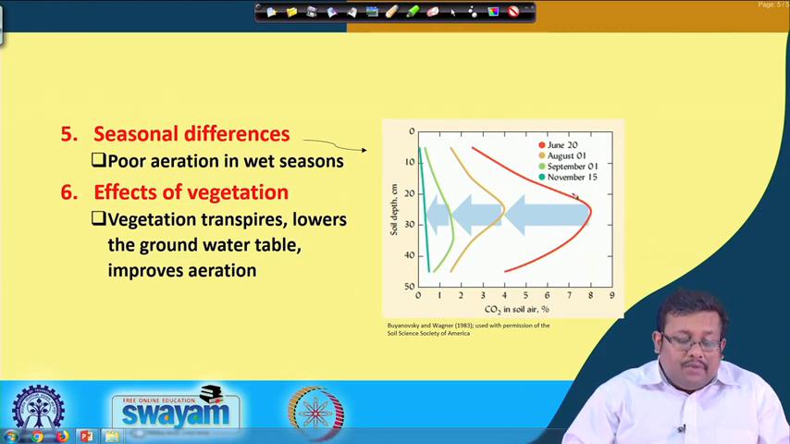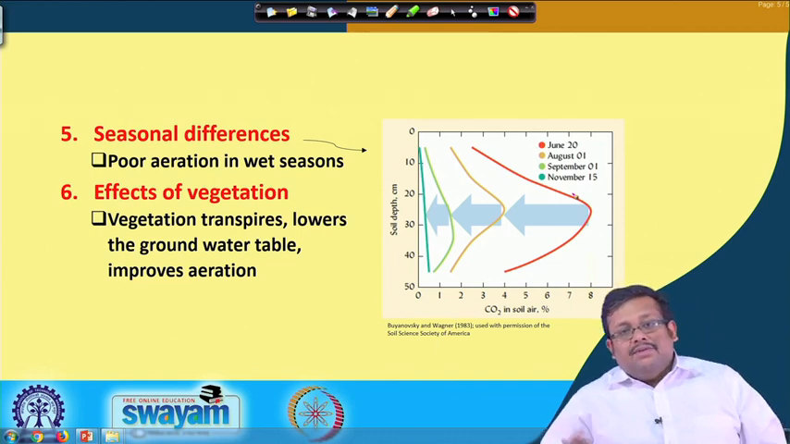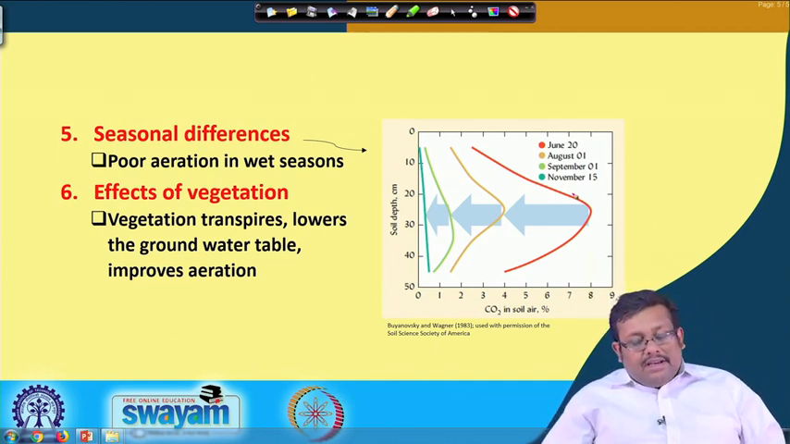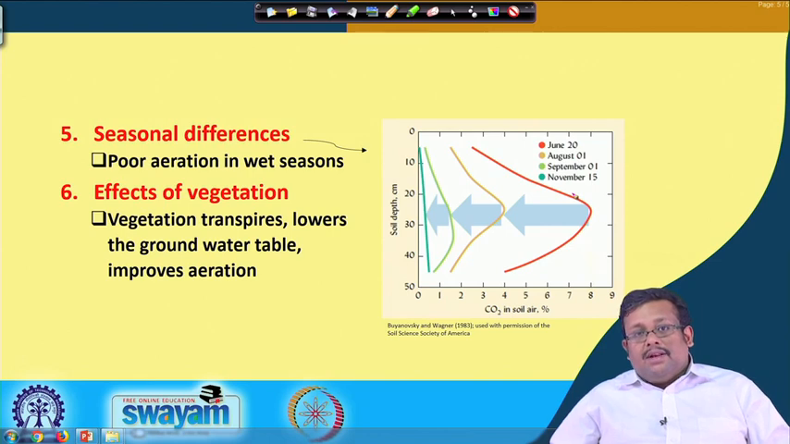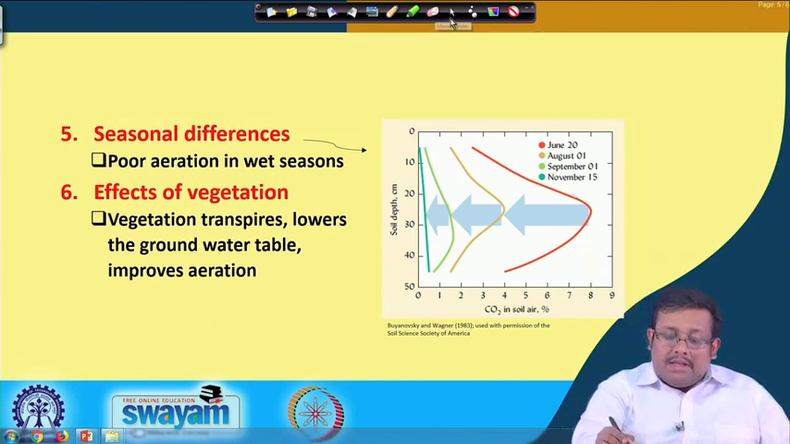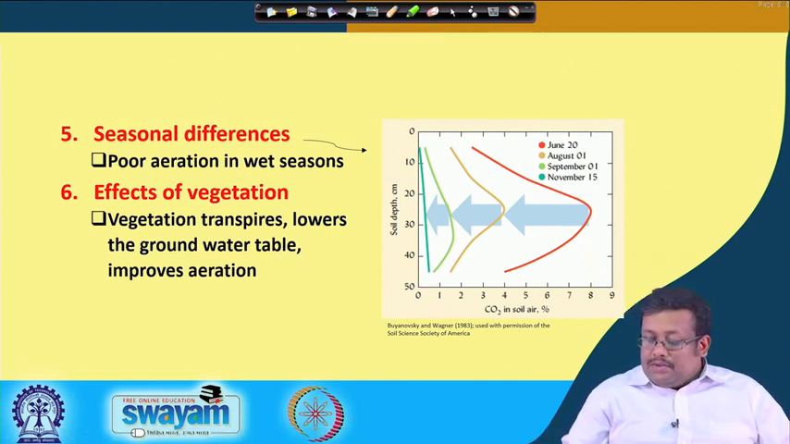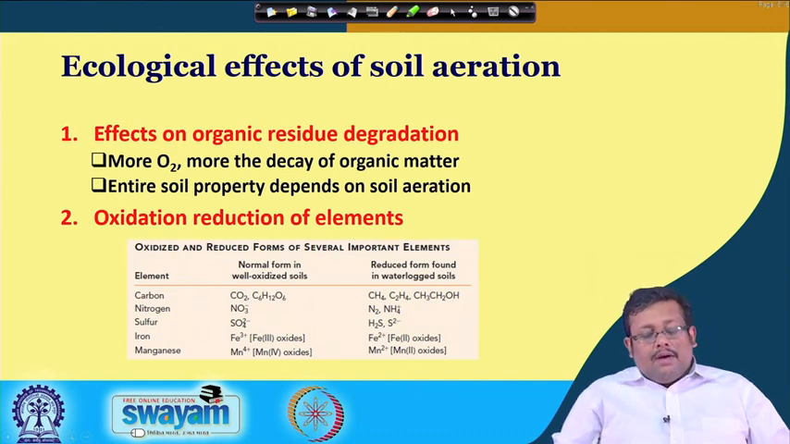And the effects of vegetation: vegetation also transpires and lowers the groundwater table, and as a result of the lowering of the groundwater table, it improves the aeration status of the soil. So, let us go to the next slide and see what the other ecological effects of soil aeration are.